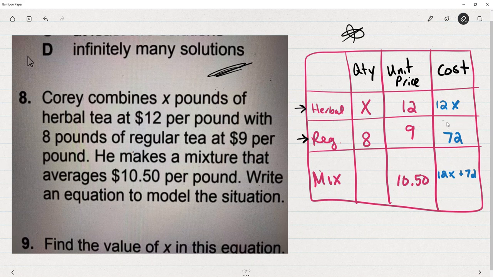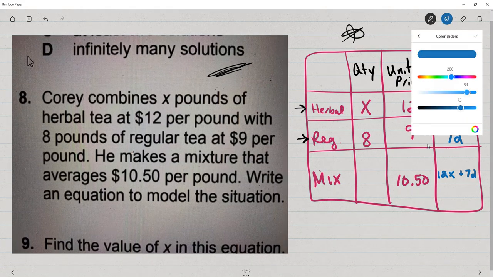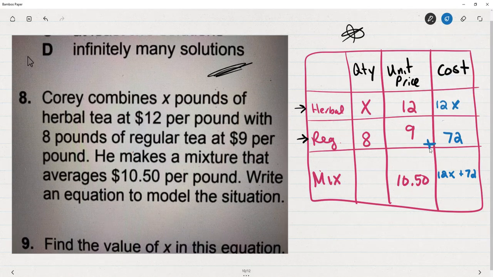If I were doing this with students, I would have written the 9 times 8, and I wouldn't be skipping steps here. But here's the big picture: a nice thing about this chart is that everything just falls right into place, because when we're doing our mixture, that means a total, right? So 12x plus $72 gives us 12x plus 72.